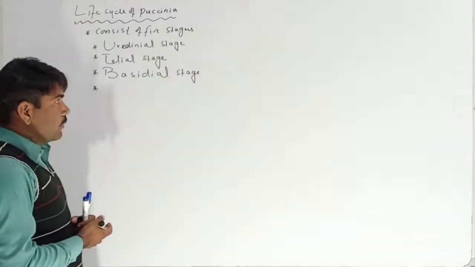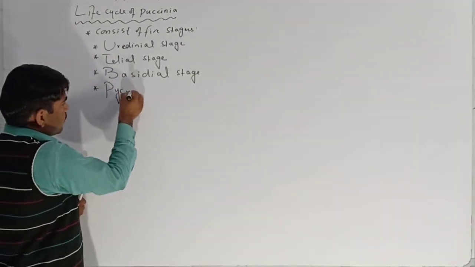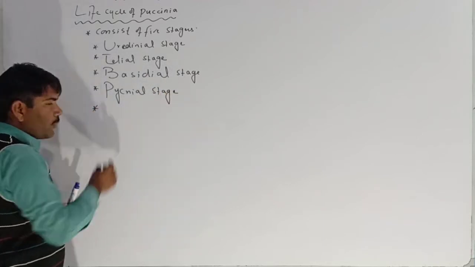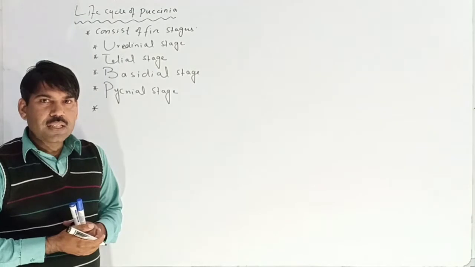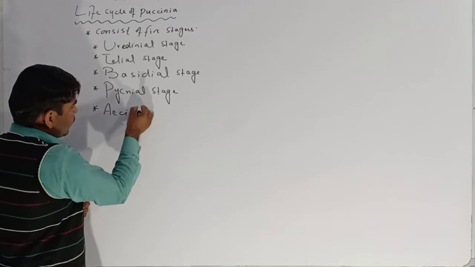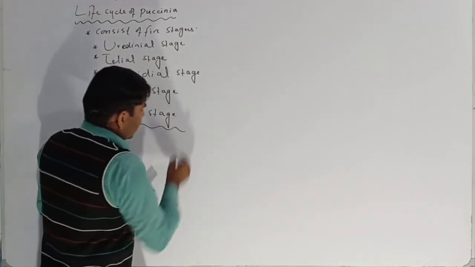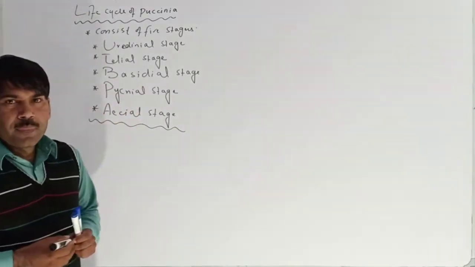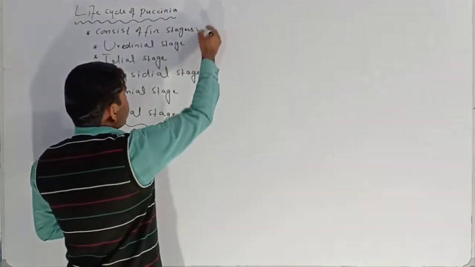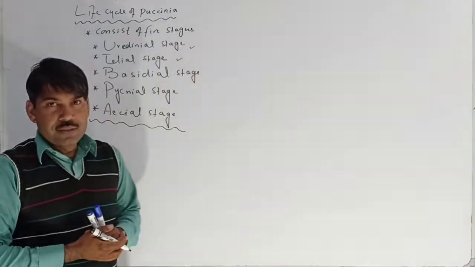The fourth stage involved in the life cycle is known as the pycnial stage. And the fifth and last stage in the life cycle of puccinia is known as the asexual stage. We will discuss them one by one, but in this lecture we will focus on the first two stages, the uridineal stage and the thallial stage.